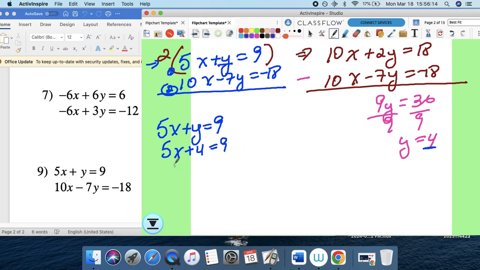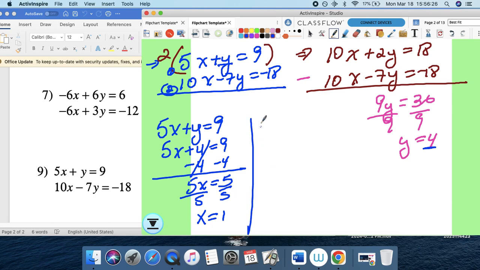We're going to do minus 4 on both sides. That goes away. I'm left with 5x equals 5, and divide both sides by 5, x equals 1. So the solution to my system here is the point (1, 4).